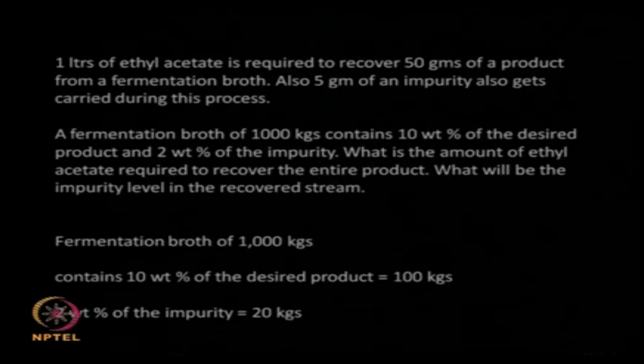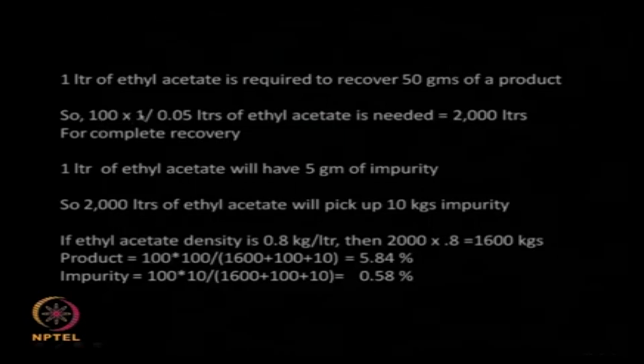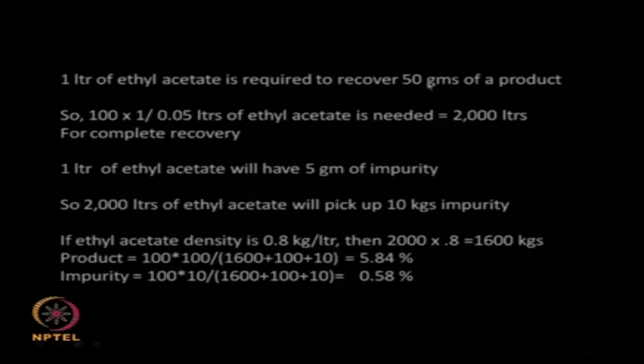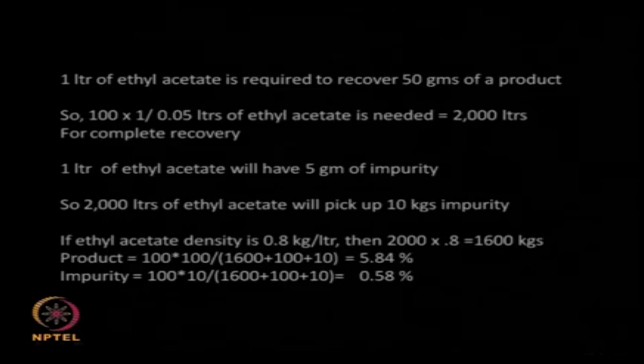Straightforward. So we look at the next slide. 1 liter of ethyl acetate is required to recover 50 grams of the product. So I need to recover 100 kg, so 100 multiplied by 1 over 50 grams, which when you convert into kg is 0.05, agreed. So you need 2000 liters of ethyl acetate to recover this 100 kg of the product from the fermentation broth.